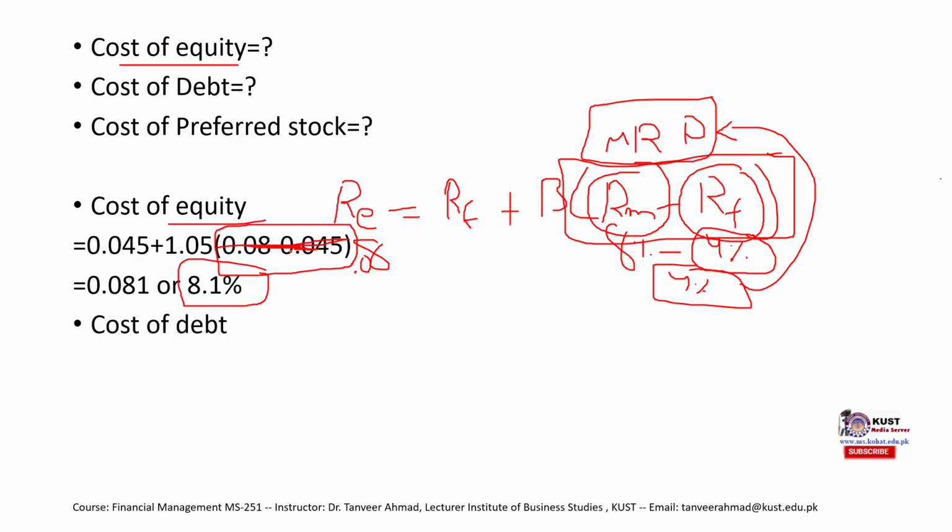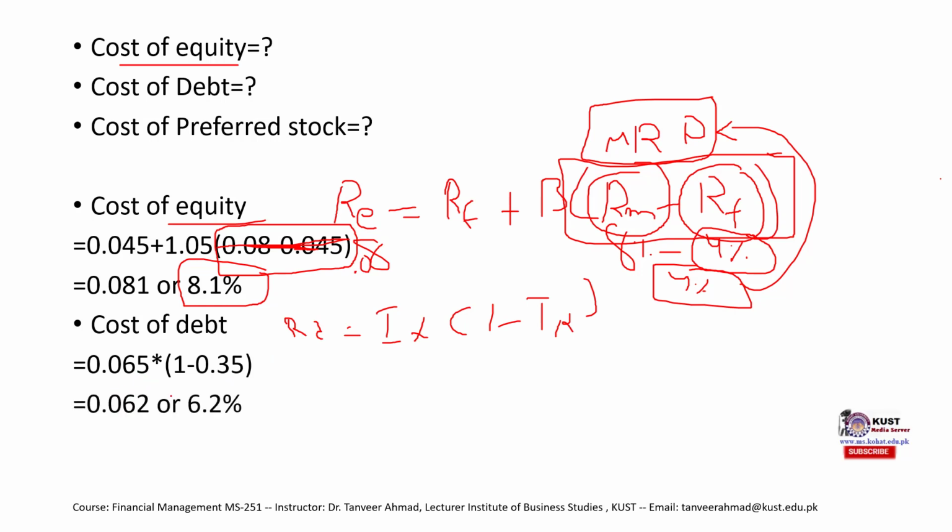Okay, cost of debt. The formula is the nominal interest into 1 minus the tax rate. Tax rate is 35% and nominal interest rate is 6.5%. So we get a cost of debt of 4.2%. Now it would always be lesser than the nominal interest rate, and the reason we have discussed multiple times is because of these taxes, because of this interest we are getting some discount in the taxes.